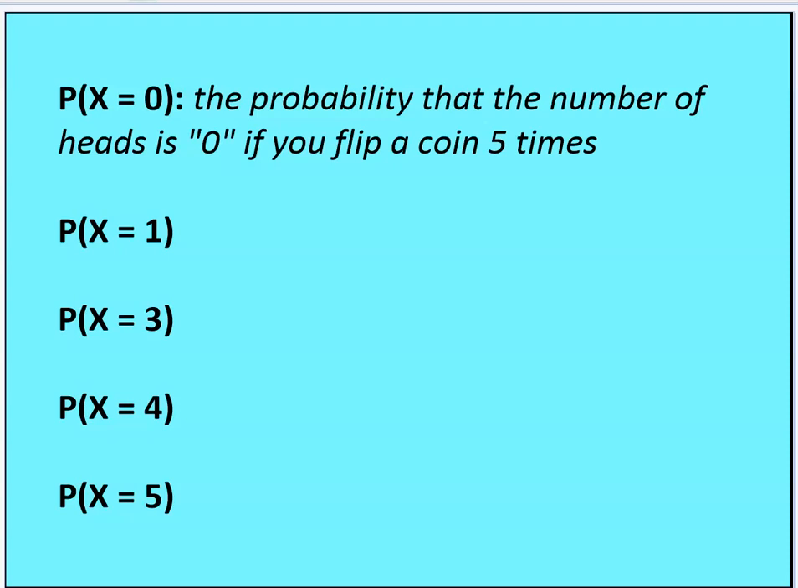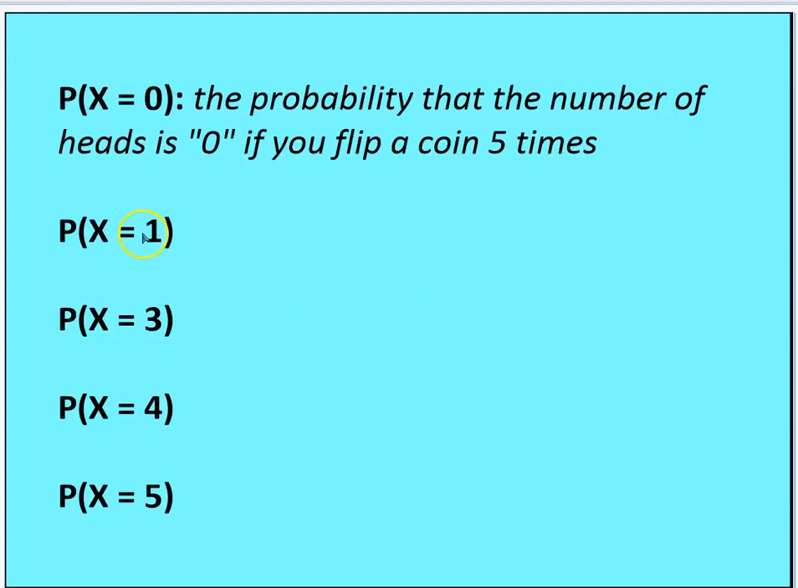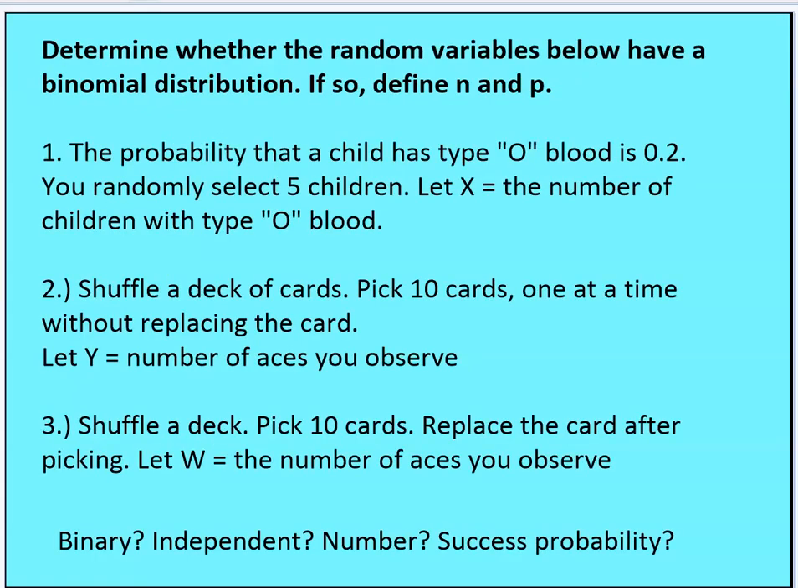The probability that X is equal to 0 is the probability that the number of heads is 0 if you flip a coin 5 times. Then X is equal to 1: out of those 5 flips, you flip 1 head. I'm missing a 2 here, then 3, 4, and 5. This is how you would set it up. Then we would run the binomial distribution and do the calculations, and we're going to do that in just a moment.